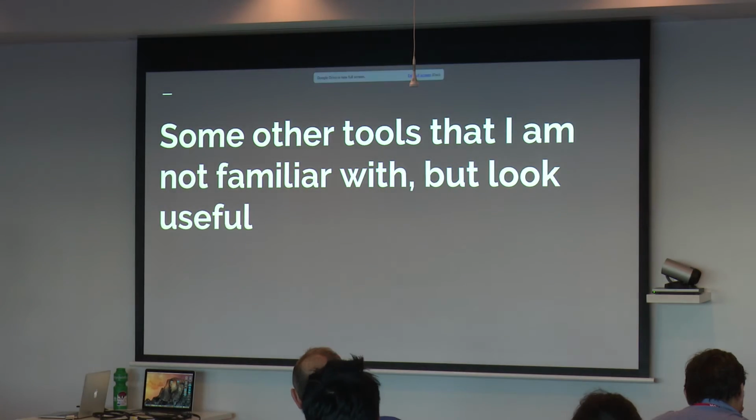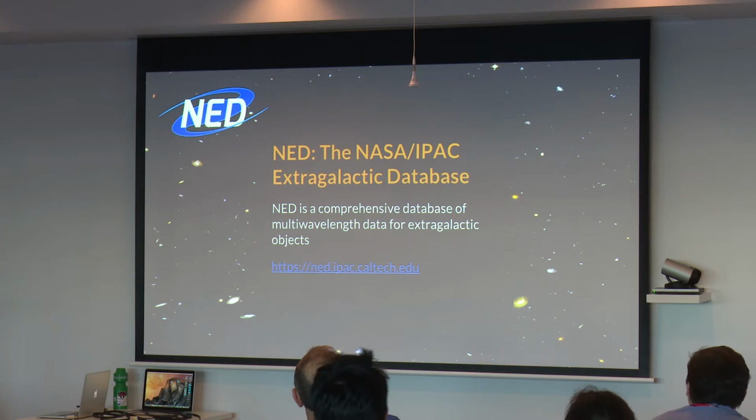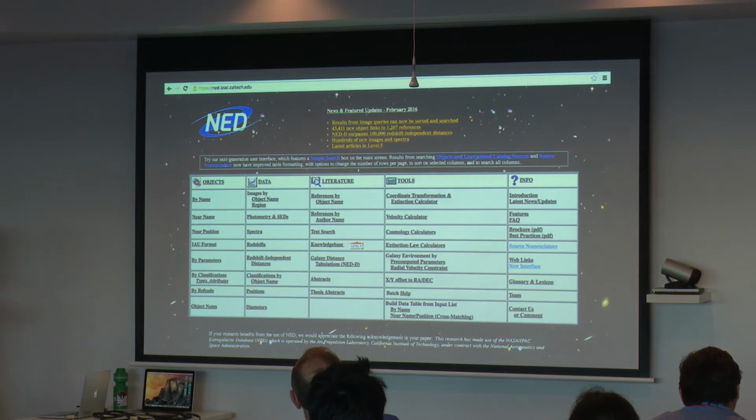So a couple of other random things that I'm unfamiliar with, but look nice, because I don't use them because I don't do extragalactic things. So NED, it's an extragalactic equivalent of Simbad, has dust maps in there as well.